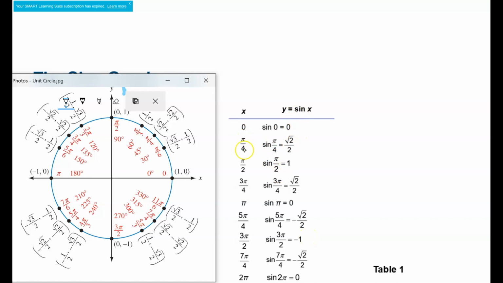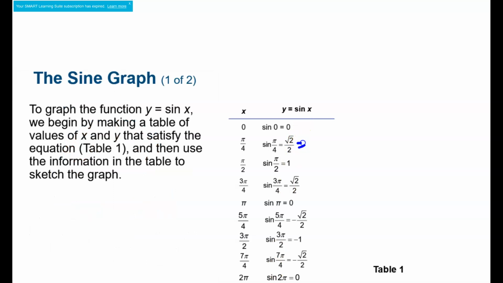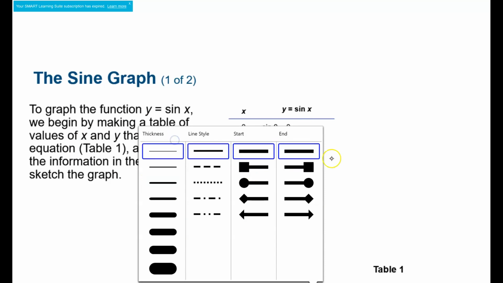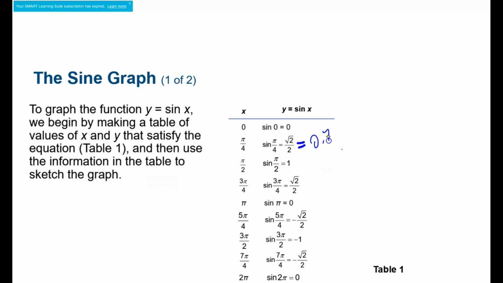For example, remember sine x is your y coordinate, so sine of 0 is 0. X coordinate 0, y coordinate is 0. Sine of pi over 4, y coordinate is square root of 2 over 2. I'm going to simplify square root of 2 over 2 and write it as a decimal to make it easier to calculate. It is 0.7. When x is pi over 2, y is 1.